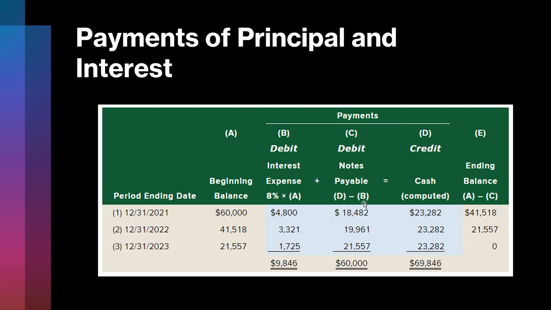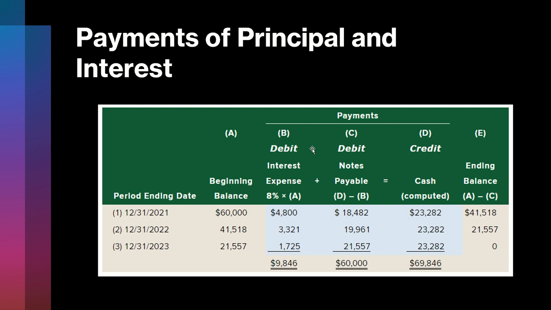All right, so the ending balance of $41,518 is taking 60,000, which is the beginning balance, and subtracting out the notes payable of $18,482. That's where you get your $41,518, because at the end of the day, the principal loan balance will need to be paid off. That's the focus. The interest is extra.